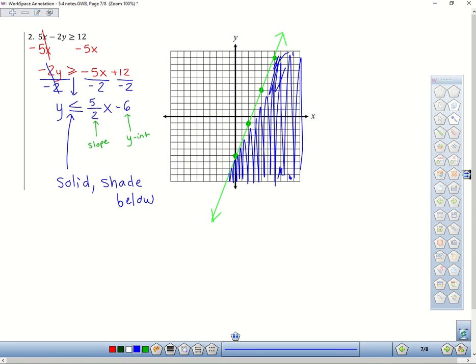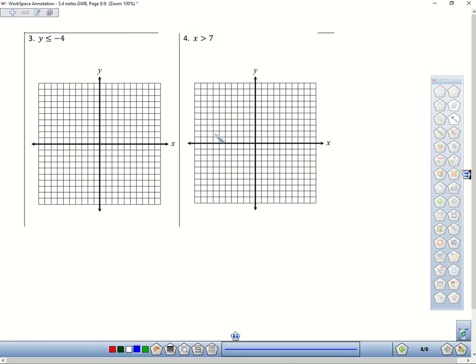Do we have any questions on 2 before we move on to the next slide? No? Alright, so these are the two that come up a lot, and you have to know how to graph these. These are actually a bit easier if you know how to do it. Whenever you have y is less than, greater than, or equal to a number, this is what we call a horizontal line.